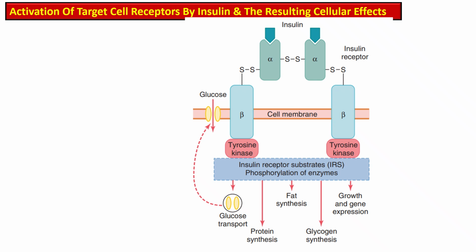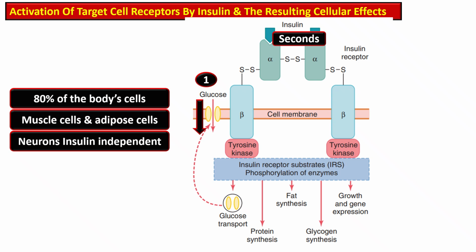There are some rapid effects that occur within seconds. Within seconds, about 80% of the body cells, especially muscle and adipose tissue, show a rapid increase in glucose uptake after the insulin binds with this receptor. Intracellular vesicles that contain glucose transporter, or GLUT4, move to the cell membrane. They are translocated to the cell membrane. These transporters facilitate glucose entry into the cell.